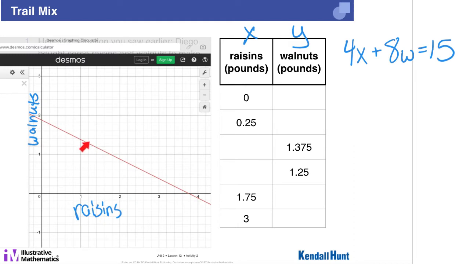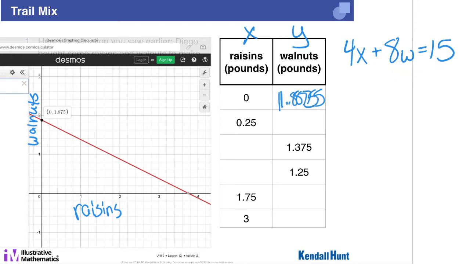Here I've graphed our equation in Desmos and zoomed in a little bit. Remember, X is our raisins, Y is our walnuts. And so every combination that's along this line, when you put your finger and you drag it along that line, those are all combinations that'll get us to $15. So if we have to start out with 0 pounds of raisins, we would need 1.875 pounds of walnuts. And I can see that on my graph. Also, if I plugged in 0 for X and 1.875 for Y, I would get to 15.